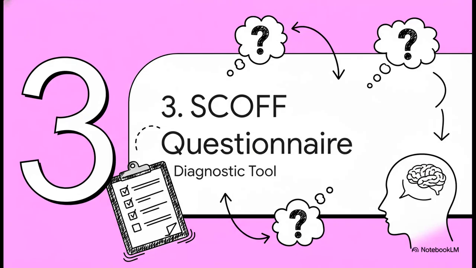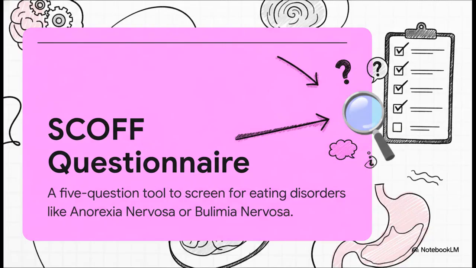So, after you've gathered that initial history, your next move is to use a proper, validated screening tool to formally check for an eating disorder. And that tool is the SCOFF questionnaire. It's essential. You need to have these 5 questions memorized, no question. Let's walk through them one by one.